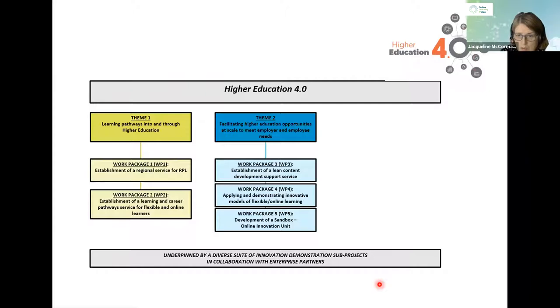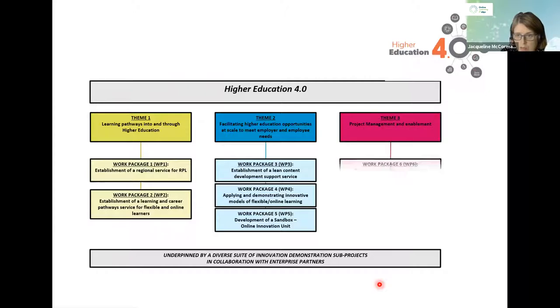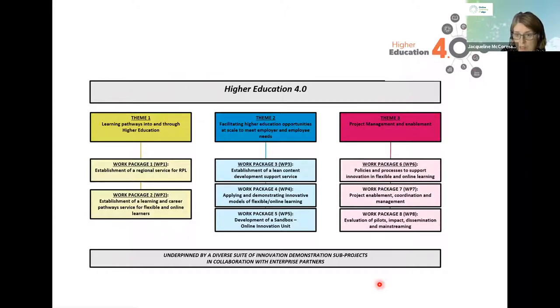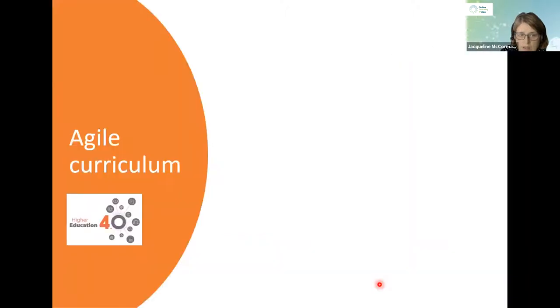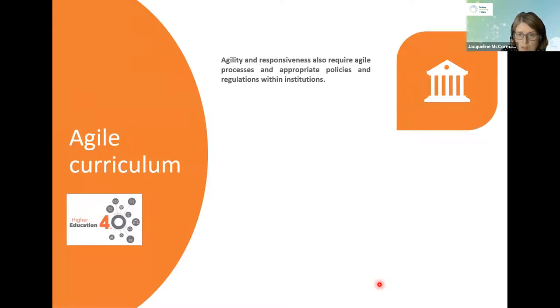And then, because there are so many moving parts within it, the third theme is about the enablement of the project in terms of the coordination of the various different sub-projects and aspects involved. We recognize that these processes to develop agile curriculum are going to require us to develop policies and processes and regulations within the three institutions.